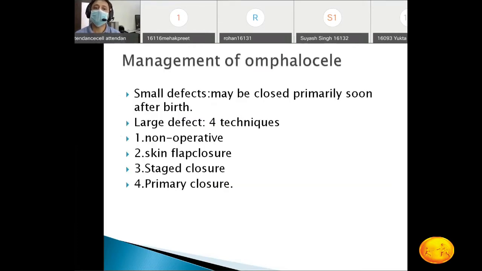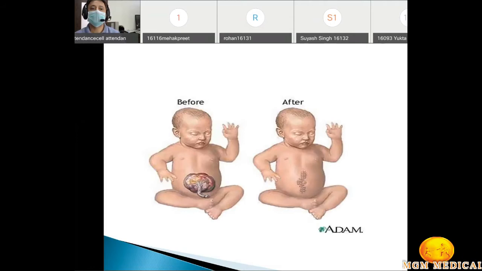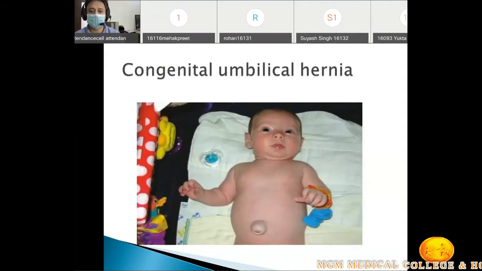Management of omphalocele: small defects may be closed primarily soon after birth. For large defects, there are 4 techniques. First, non-operative. Second is skin flap closure. Third is staged closure, and fourth is primary closure. This is how it looks before operation, and this is after operation. Congenital umbilical hernias.